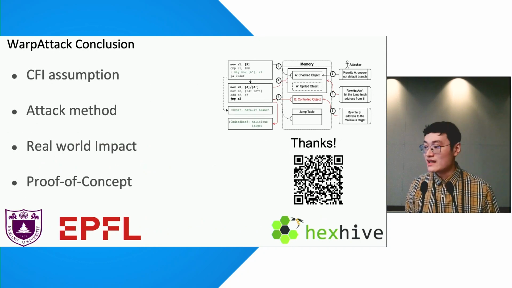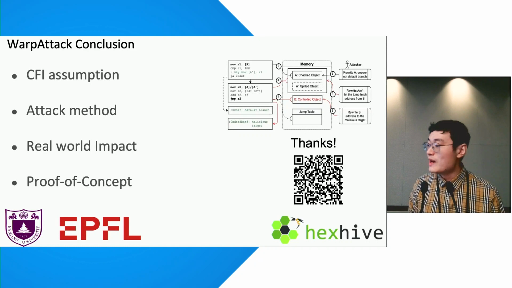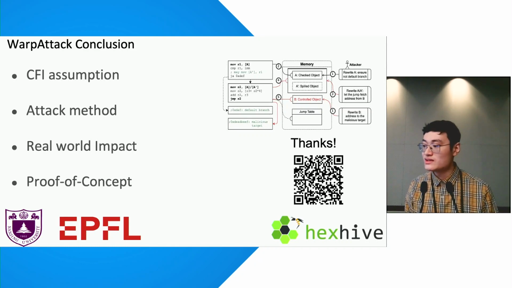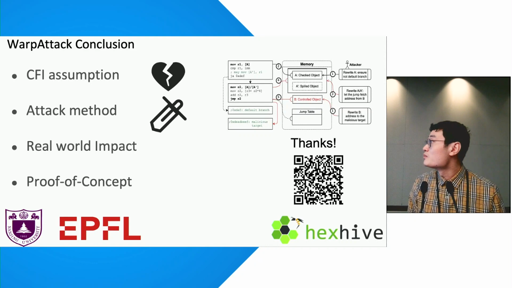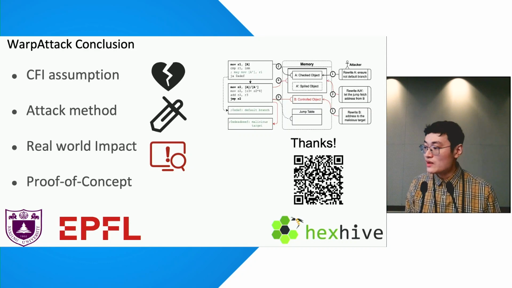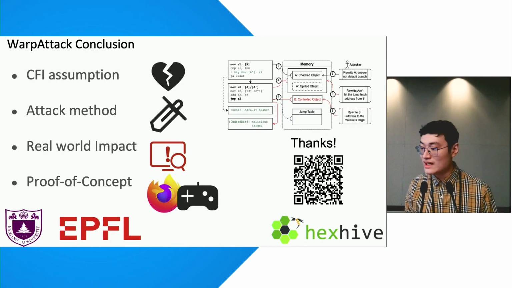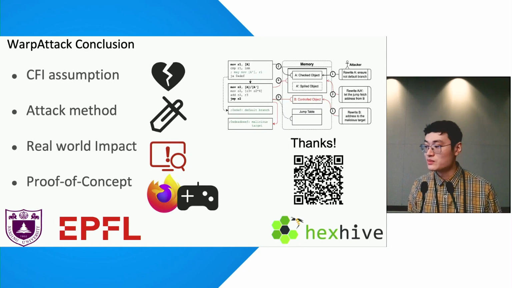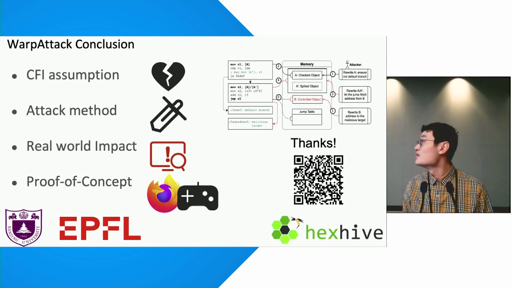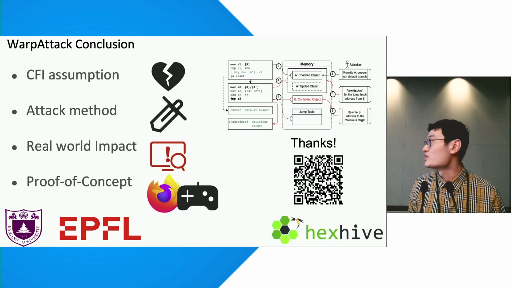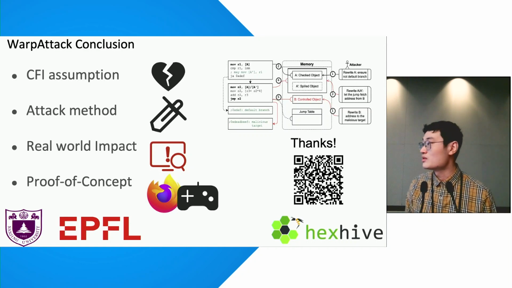In summary, by WarpAttack, we first highlight that the compiler may break the CFI assumption that security checks will be preserved after compilation. And second, we propose a new attack based on that. And we evaluate and show the real-world impact of this attack. Finally, we show a proof of concept exploit on the latest Firefox. That's all of my talk. Please refer to our paper for more details. And I'm happy to take your questions.